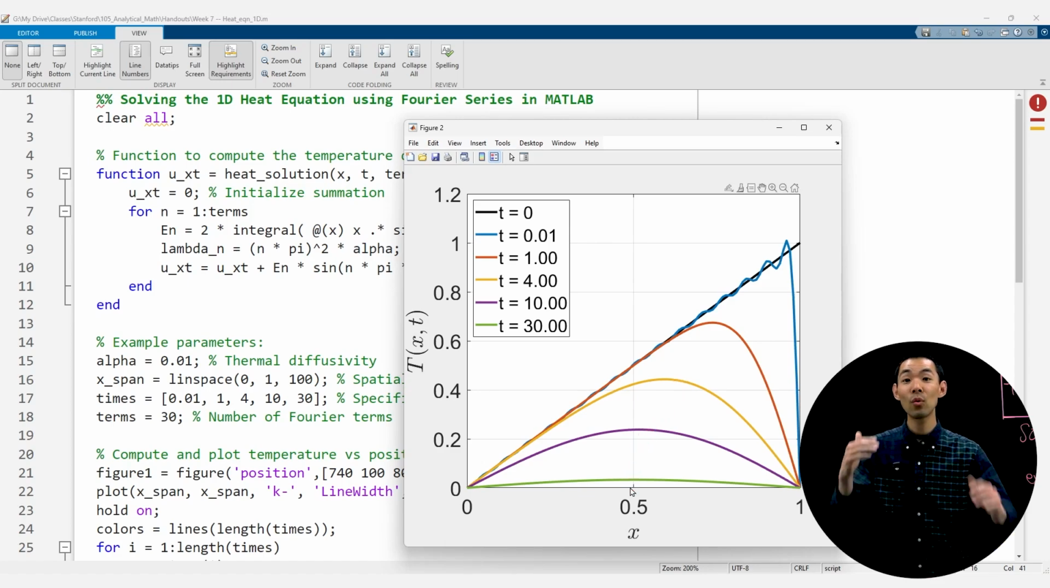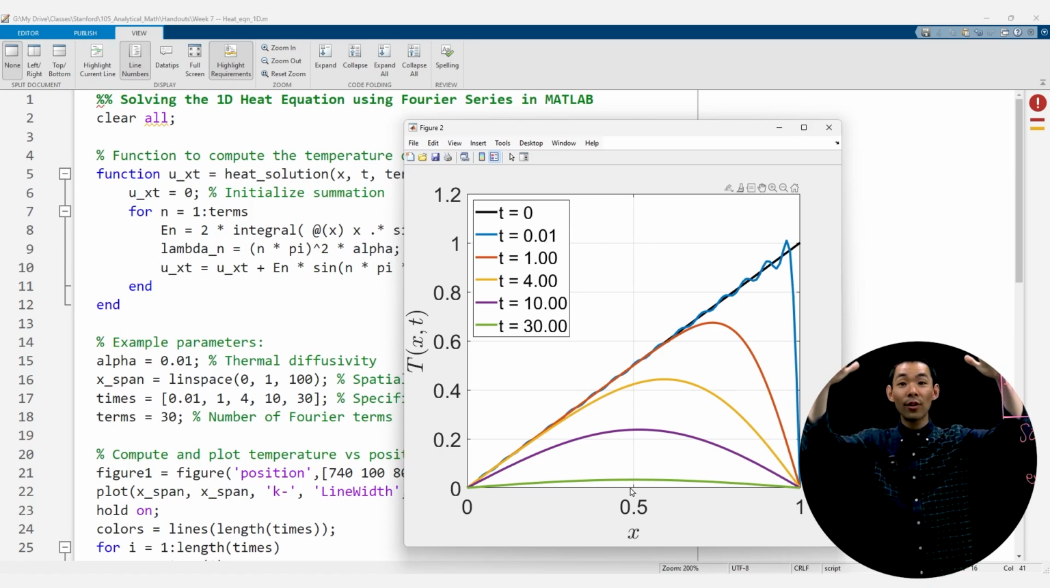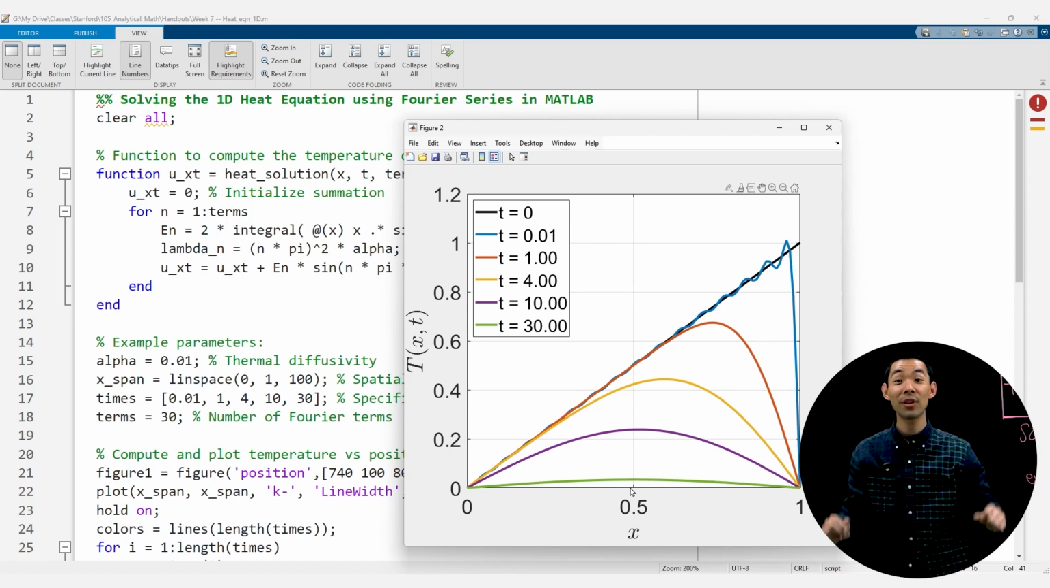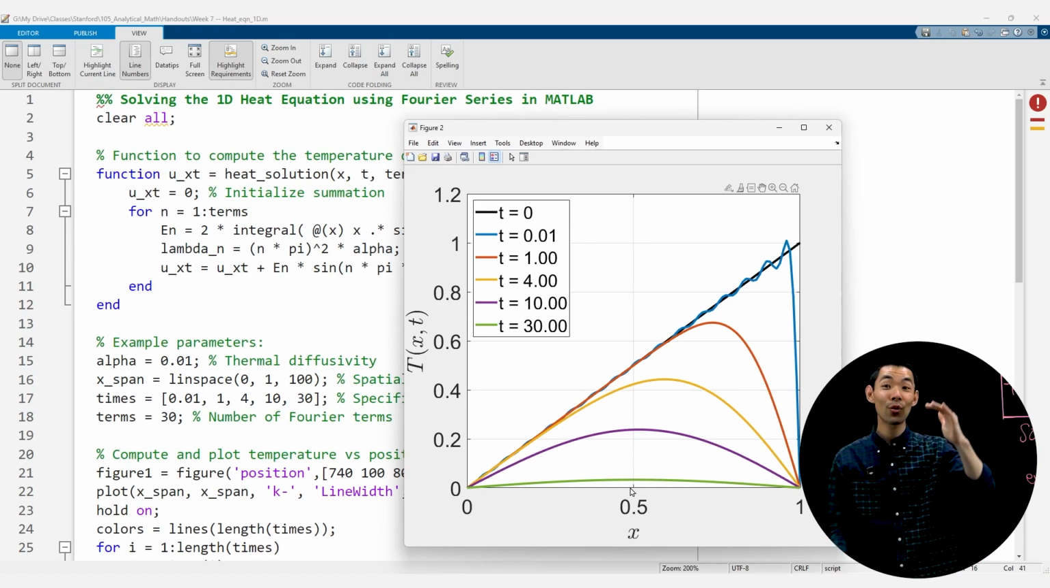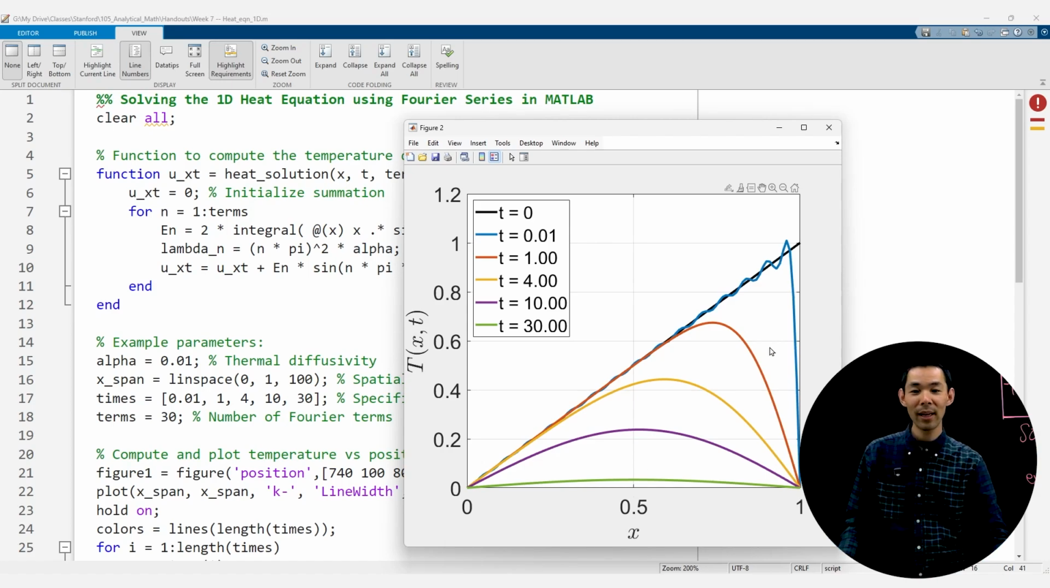So you can see that as you wait in time, the temperature just dampens, relaxes, and at long time, the temperature will just become a steady profile at 0. You've reached equilibrium. So the time progression in this plot is read as black to blue to orange to purple to green. That's the progression of time.